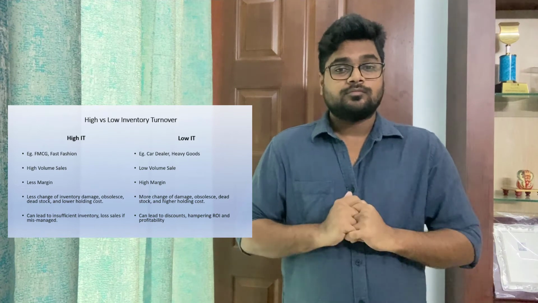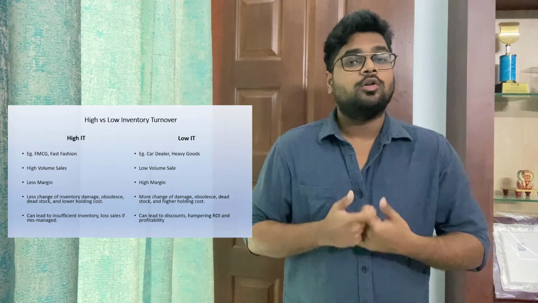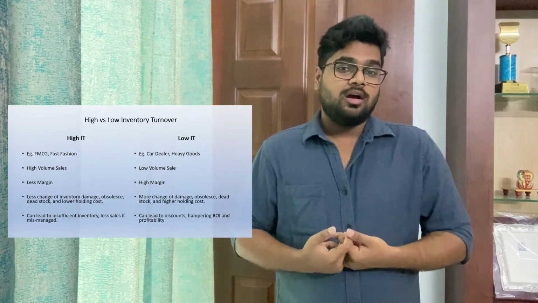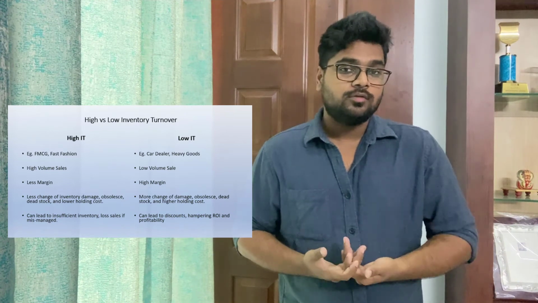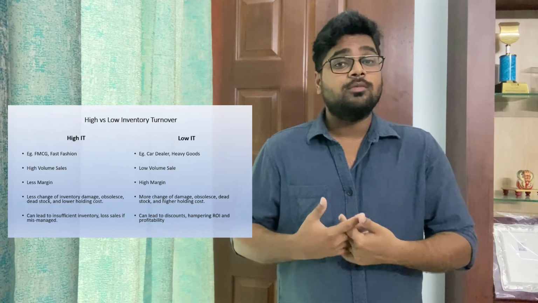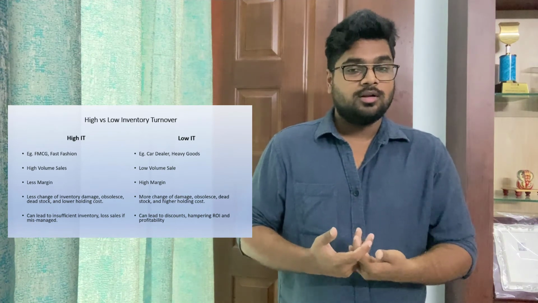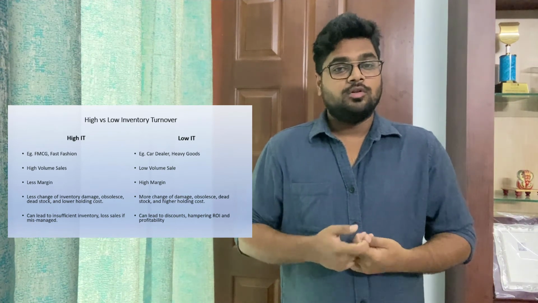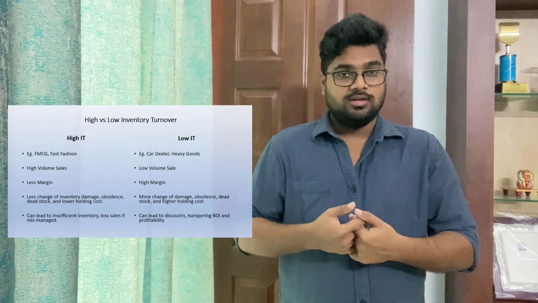But obviously, mostly lower turnover ratio companies also have higher profit margins than companies that work on higher turnovers. So companies with higher turnovers like the FMCG industry usually work on volumes rather than profits. So their volume of sales is really high, but the profit margins are less on each product, right? On the other hand, companies with low turnover sell less in volume, but each product is usually sold for a much higher profit margin in the industry, right?